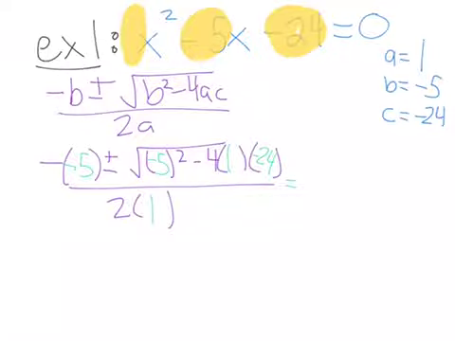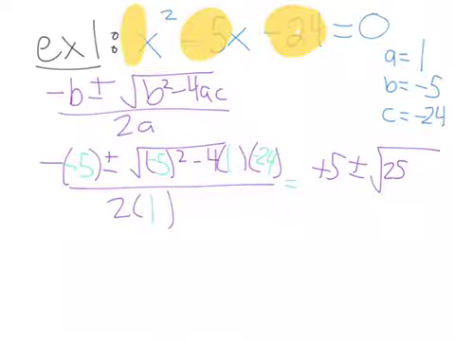So let's work on that together. Out in front, I have a negative 5. Negative 5. That's going to turn into a positive 5, plus or minus. Let's work on my square root portion. So right now I'm right here. Negative 5 squared. So negative 5 times negative 5 is a positive 25.